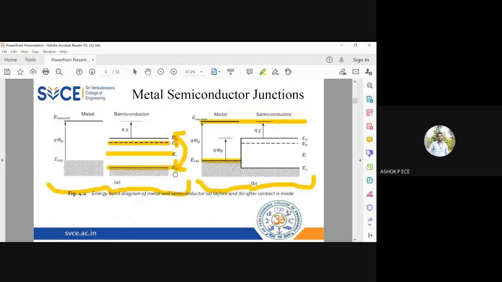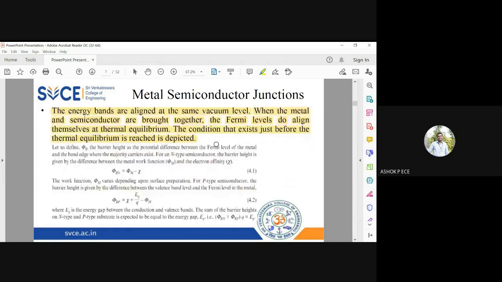So phi Bn equals phi m minus x. The total barrier height is phi m, and this part is x. So if I want to find this phi b alone, it should be phi m minus x. From the diagram you see this total thing is phi m, and this thing is x. So phi b equals phi m minus x. That is what is given here. This equation is given as per the energy band diagram, and this x is called the electron affinity.